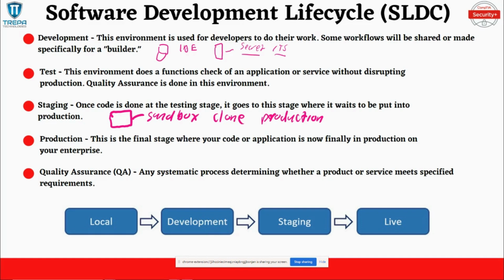And the last stage, I guess, that we talk about in SDLC is going to be quality assurance. Quality assurance describes any process that determines whether a product, or in this case, software, meets the organization's objectives and requirements. And quality assurance can be done at really any of these stages. Preferably, you want it done at the staging stage last, because you want to do your last checks before going into production. But quality assurance can happen at the test phase as well.